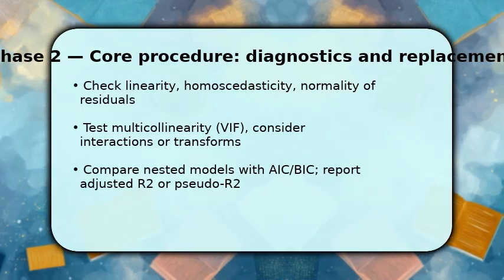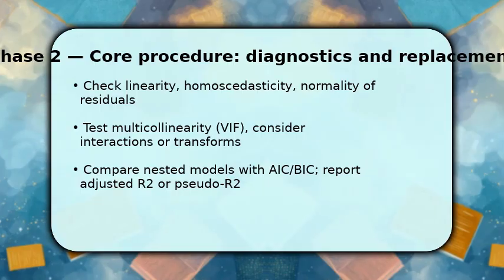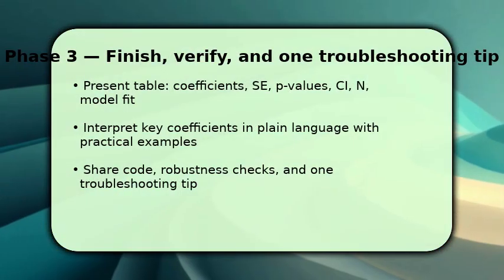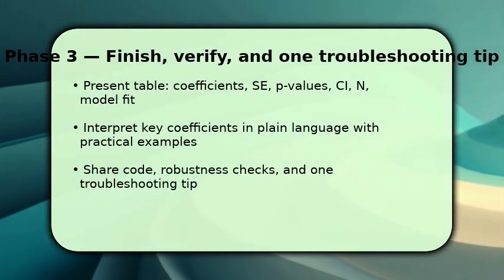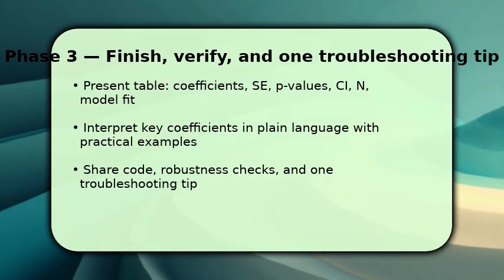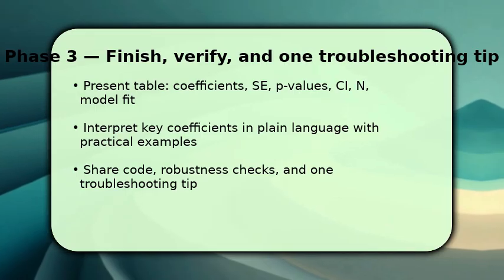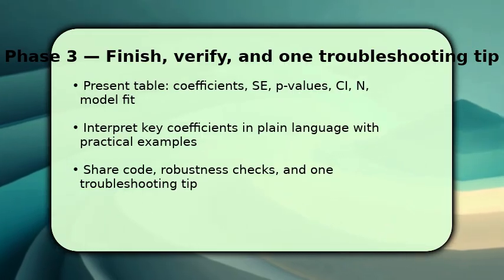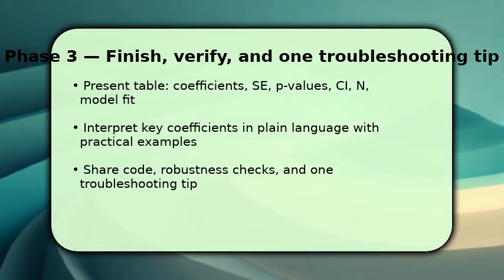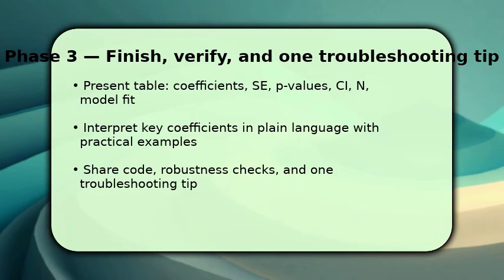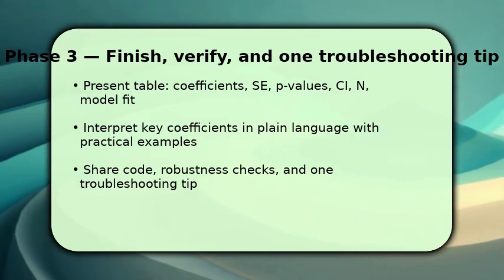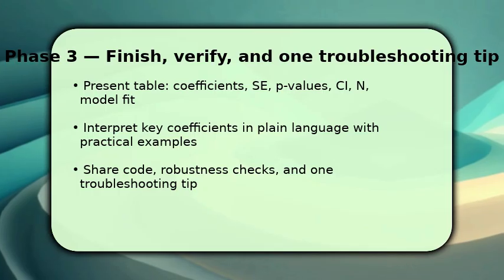You finalize by creating a concise results table showing coefficients, standard errors, p-values, and 95% confidence intervals, plus sample size and model fit stats. Then write clear interpretations of main effects, translate coefficient units into practical terms, and include an example. Attach robustness checks, code appendices, and model selection notes so results are reproducible.